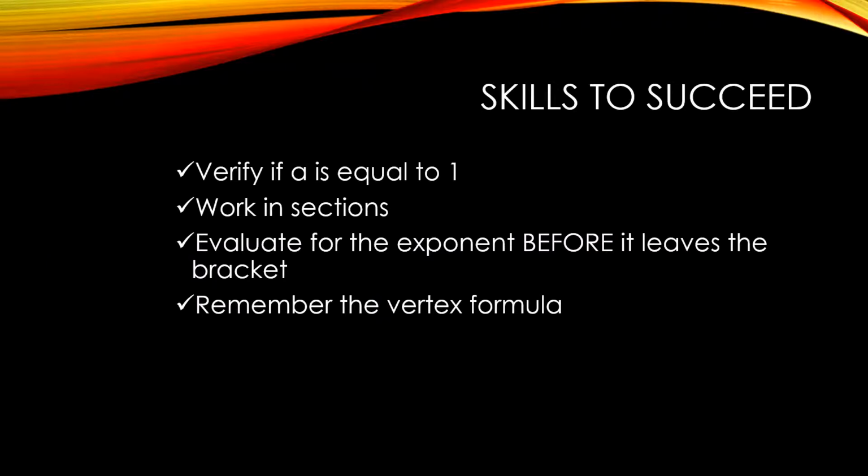Here are the skills to succeed. First, we need to verify if a is equal to 1 because that tells us which version of completing the square to use. And then you work in sections. Completing the square is kind of a big job, so working in sections makes it easier and ensures that you make fewer mistakes. Now, after that, you evaluate for the exponent before it leaves the bracket. That's super important because that can change your entire quadratic equation. And finally, remember what the vertex formula looks like in its original state without any values.